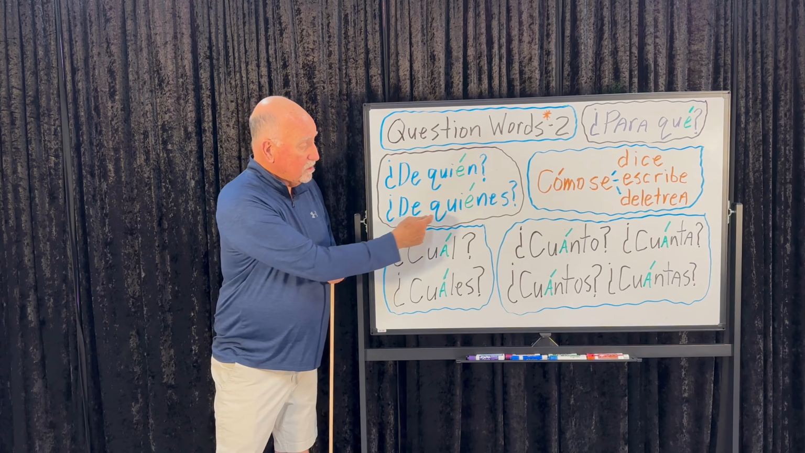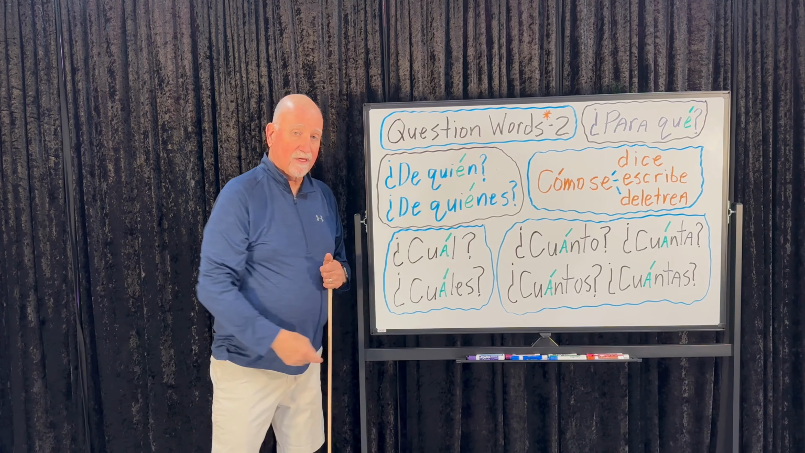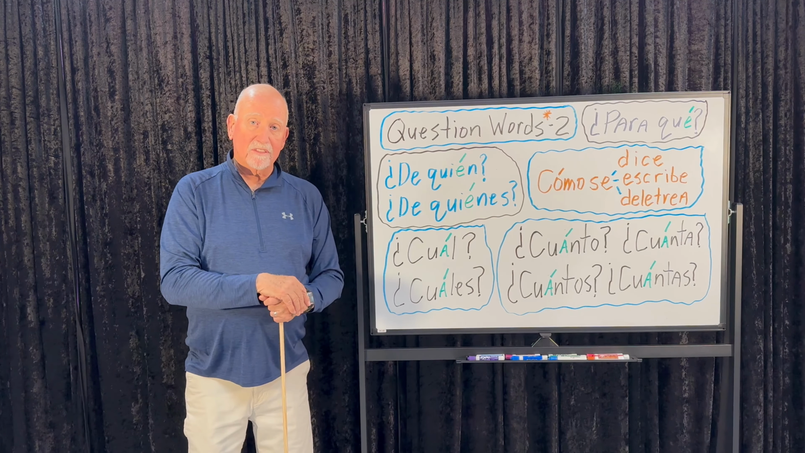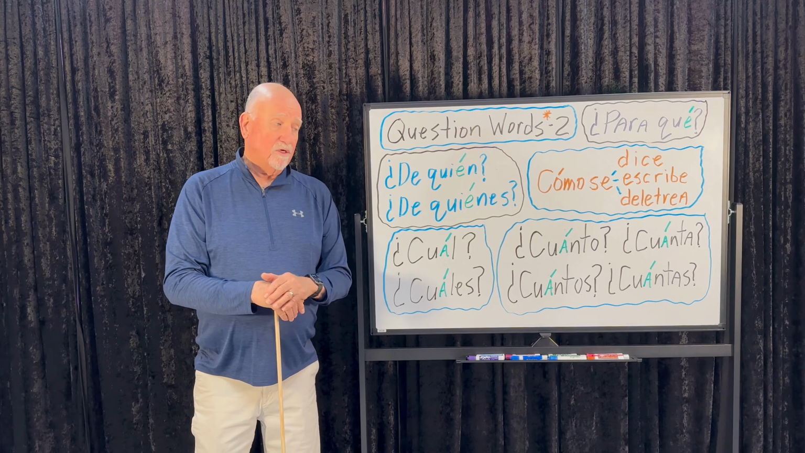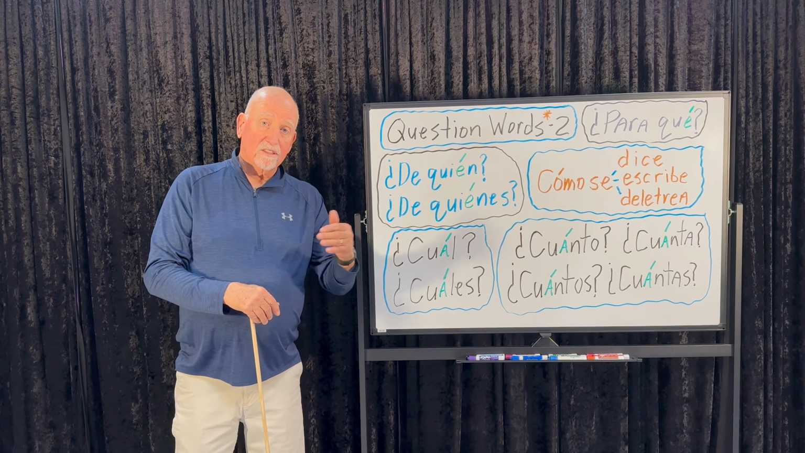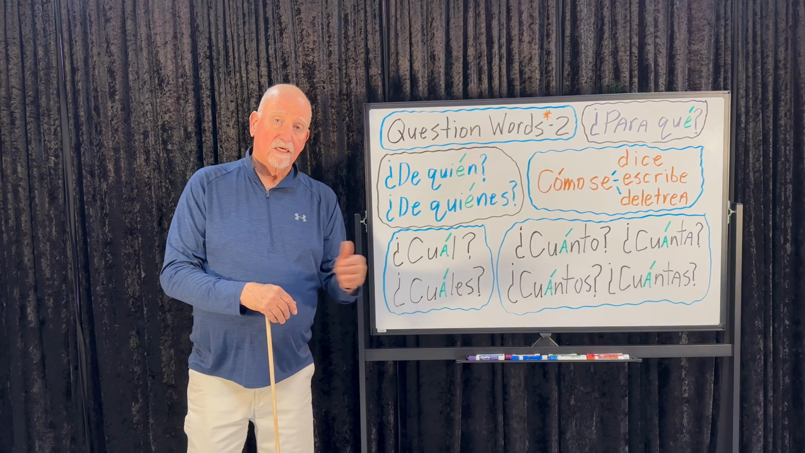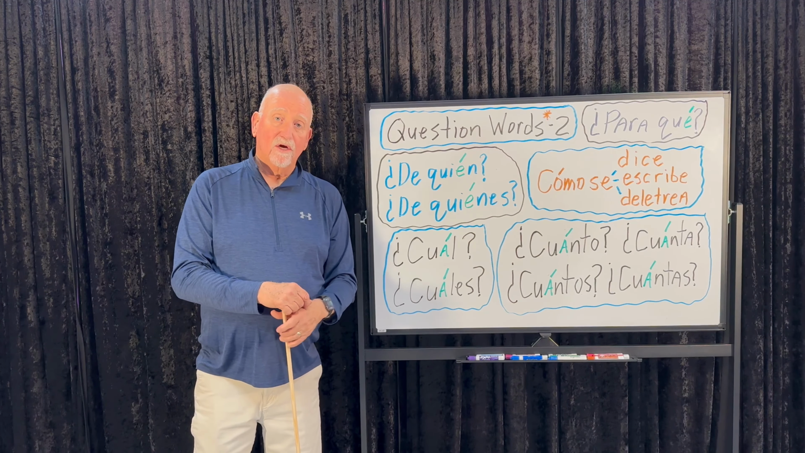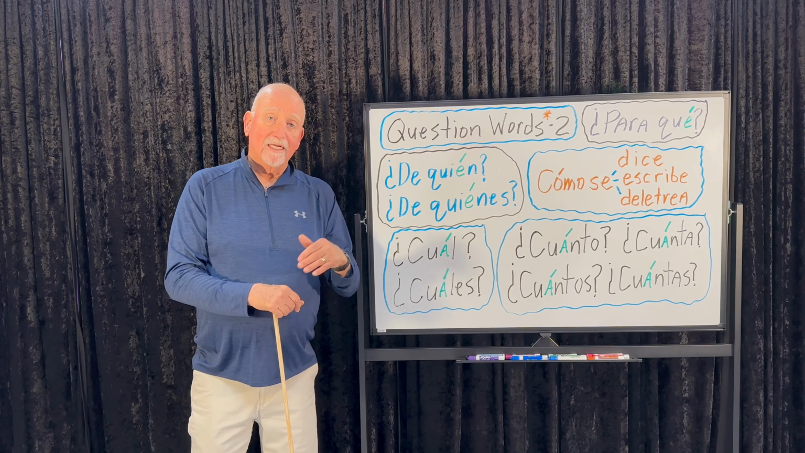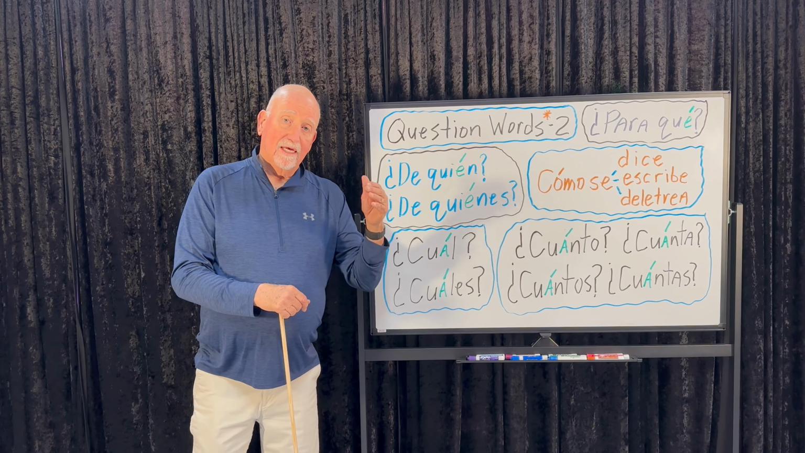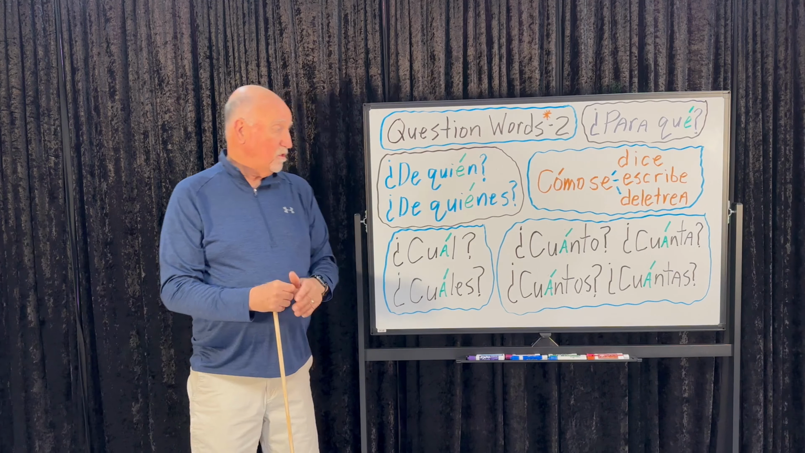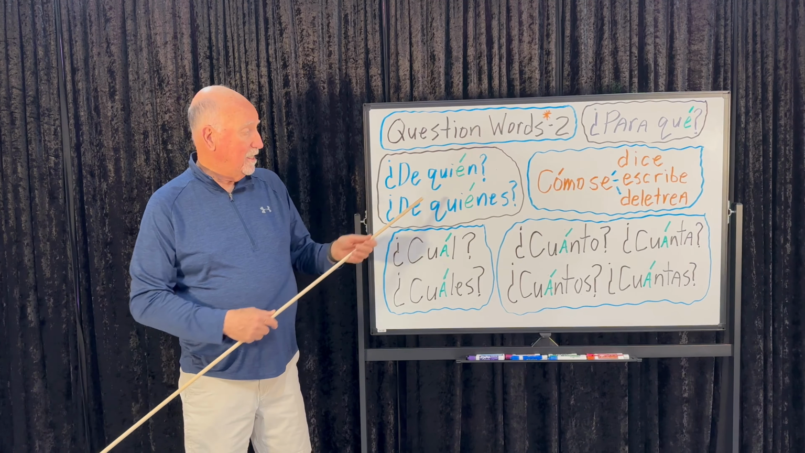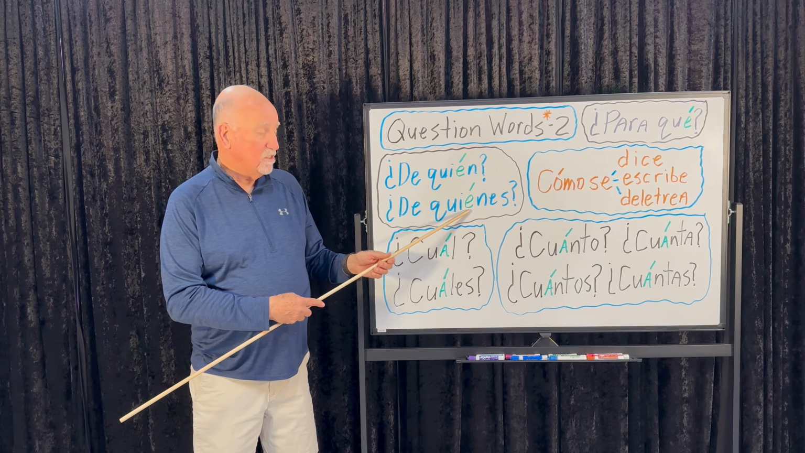When you're referring to one person, you're going to go with quién. When you're referring to 2 or more people, it would be de quiénes, okay? Let's say there are 5 backpacks on the ground, and obviously they don't belong to one person. And so you'd say, ¿de quiénes son las mochilas? Whose are the backpacks? So there are 2 ways of saying whose. There's de quién if you're talking about one person, de quiénes if you're talking about 2 or more people.